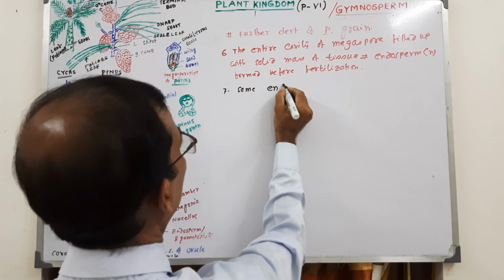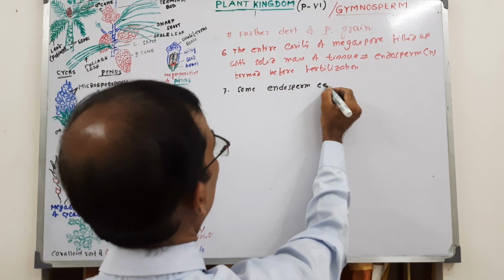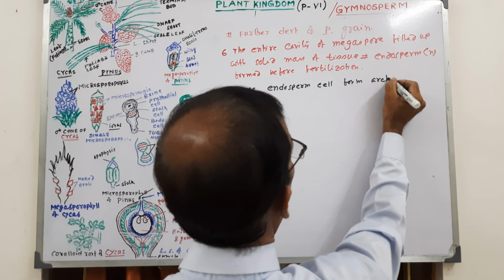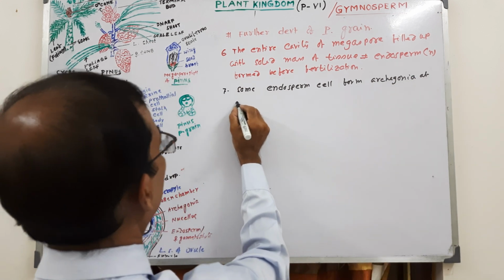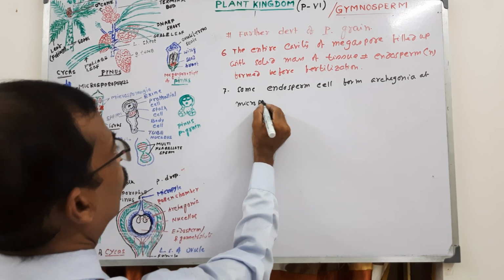Some endosperm cells form archegonia at the micropylar end. Look here, this is the micropylar end.